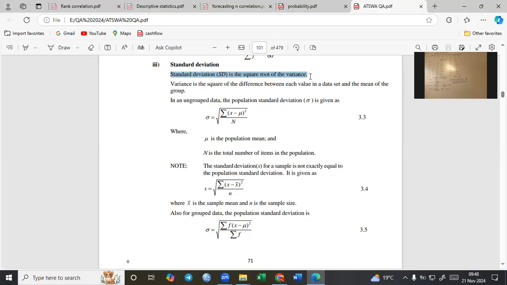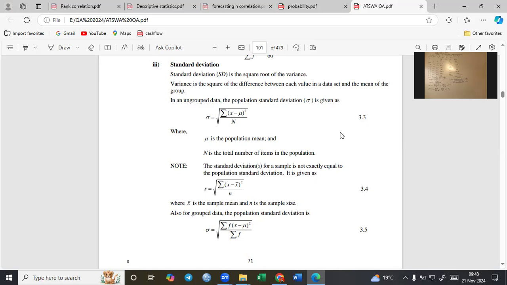So, when we talk about standard deviation, standard deviation is the square root of variance. The standard deviation is the square root of variance. You can write this definition.